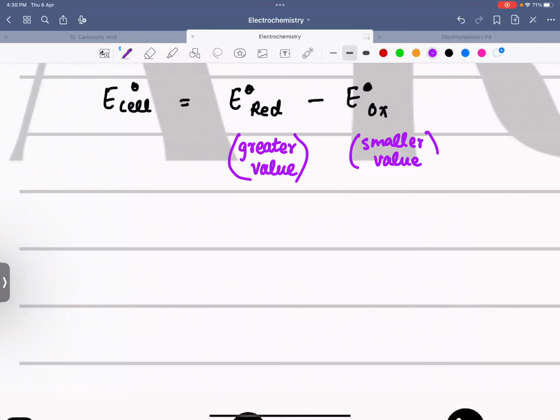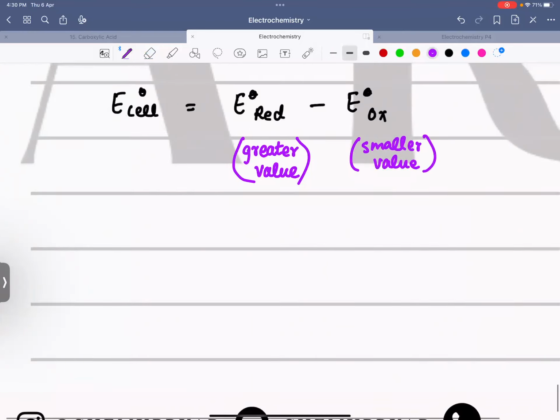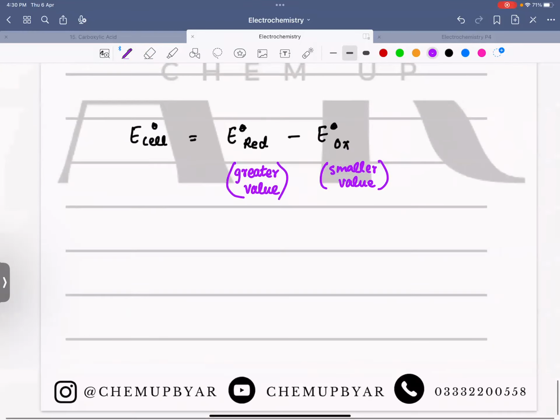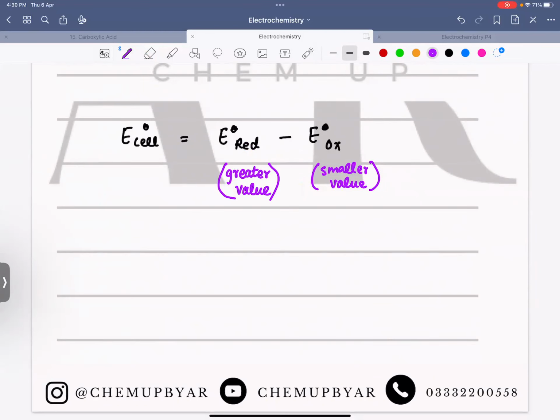There is another purpose of this expression. From here I can get the E naught cell. I myself choose the half equation having the greater E value to be reduced and the half equation having the smaller E value to be oxidized. Is this understandable to everyone? Yes.